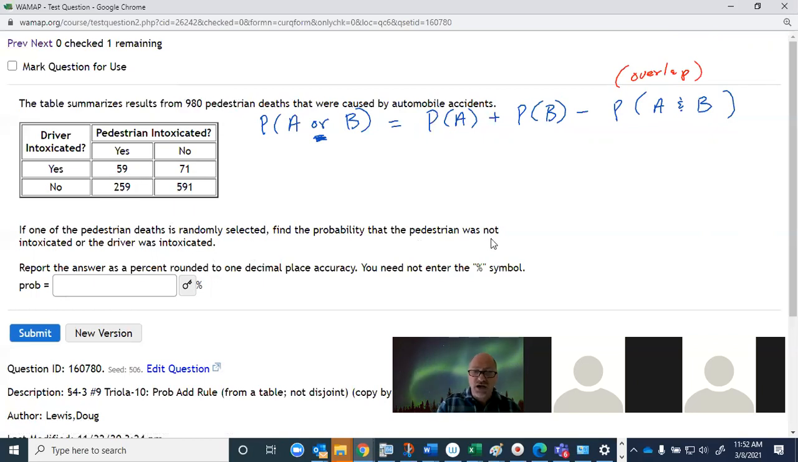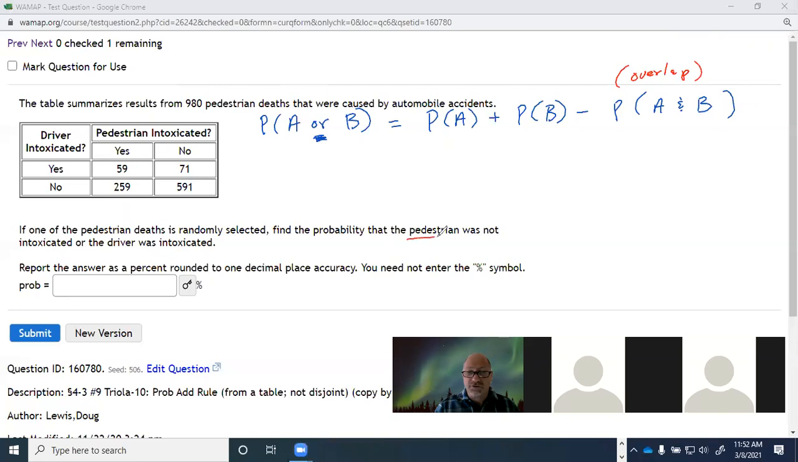So the pedestrian was not intoxicated. So make sure you pick the right column for that. And then that the driver was intoxicated. So make sure you get the right column for that one. And this one is going to be the drivers. This is in a row. So make sure you get the right row for that. And I'm going to go ahead and pause this, take a minute and pause this video and try and complete that problem.